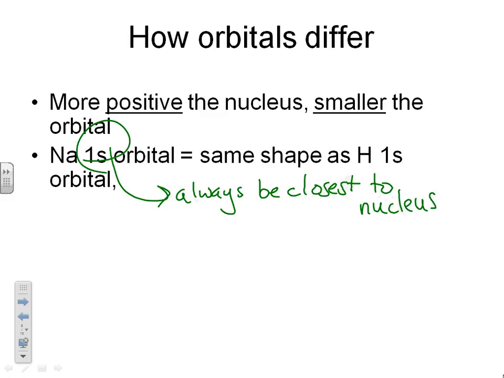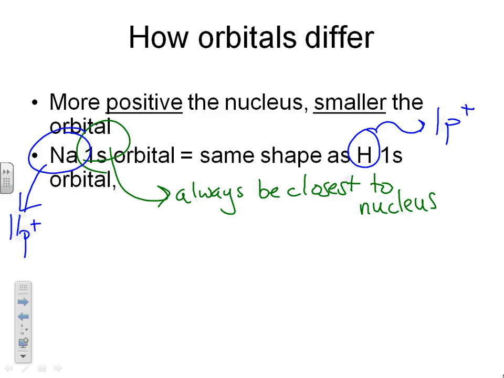So if you think about the size of that 1s orbital, it's all down to protons. Sodium has 11 protons in its nucleus. So that 1s orbital that's right next to that nucleus that contains 11 protons is going to feel a certain pull. We compare that to hydrogen. Hydrogen only has 1 proton in its nucleus. We're comparing the exact same orbital in each one. We're not comparing the furthest orbital, we're comparing the closest orbital. Which orbital will be larger? Which orbital will be smaller?